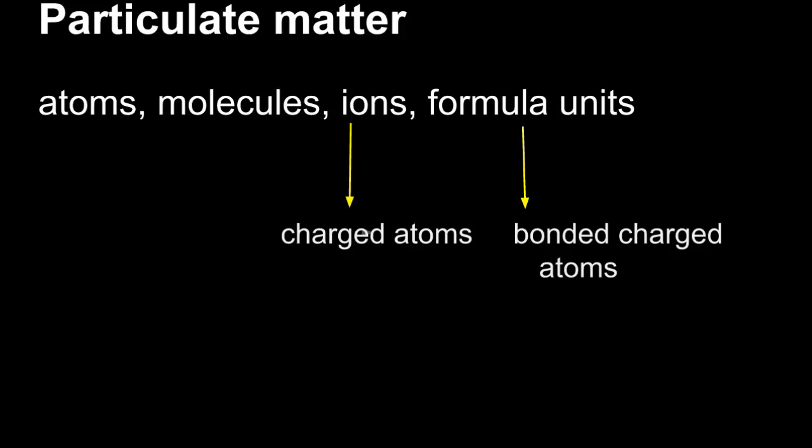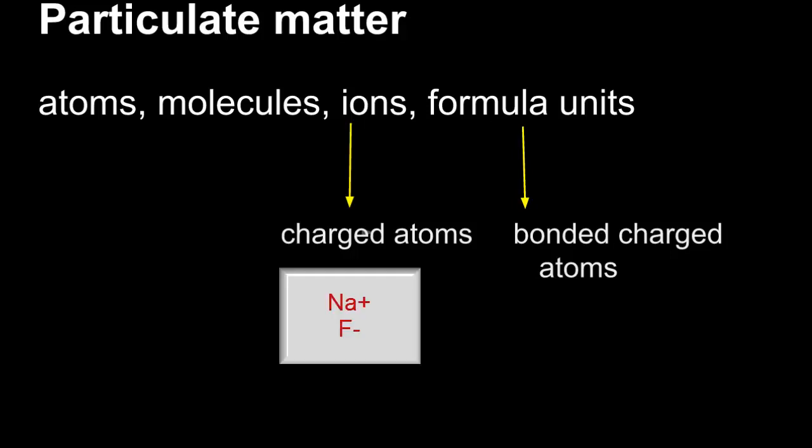Now, the particulate matter we'll be dealing with is atoms, molecules, ions, and formula units. And up to now, we've been talking about atoms and molecules. Ions are charged atoms. Some atoms can gain or lose electrons, and so we call them charged atoms. And you'll know it's an ion because you'll see the charge on there. It's either +1, +2, +3, or -1, -2, -3.